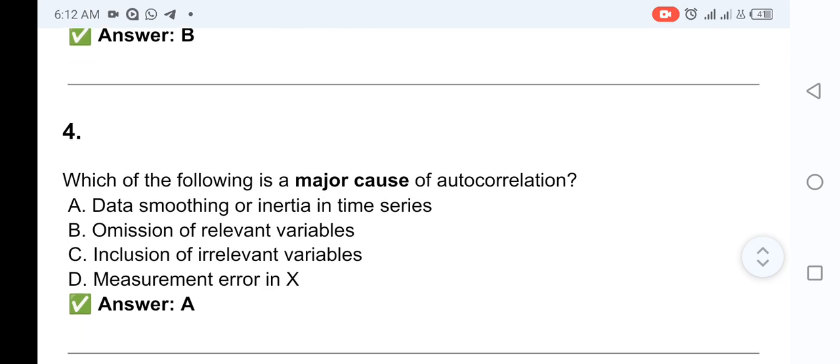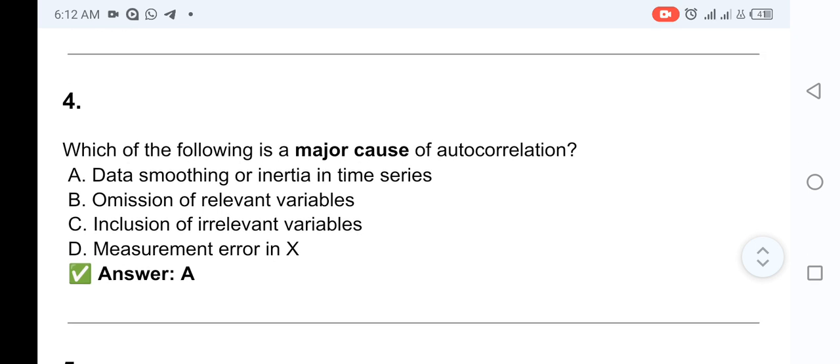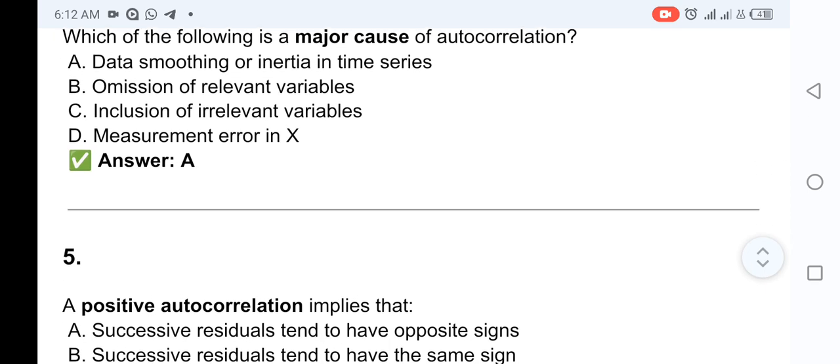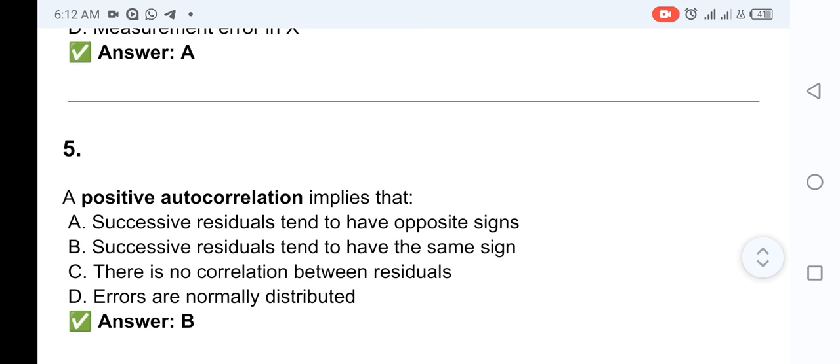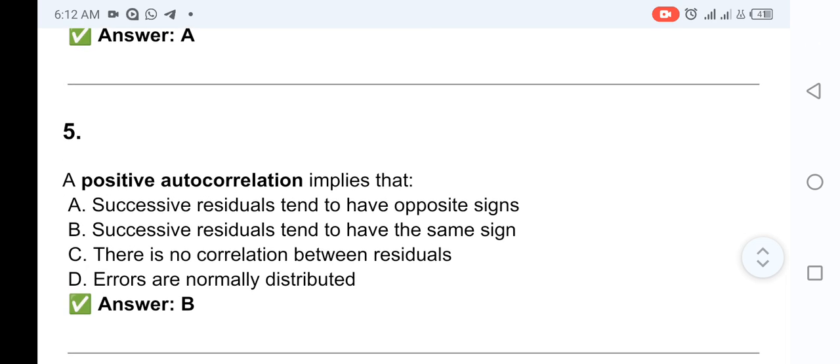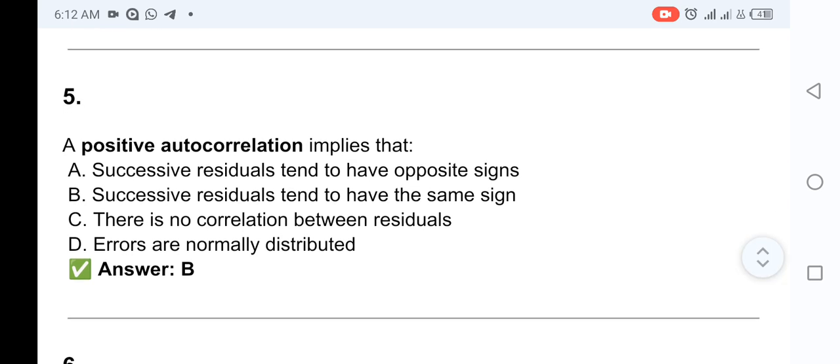Answer A. 5. A positive autocorrelation implies that A. Successive residuals tend to have opposite signs. B. Successive residuals tend to have the same sign. C. There is no correlation between residuals. D. Errors are normally distributed.